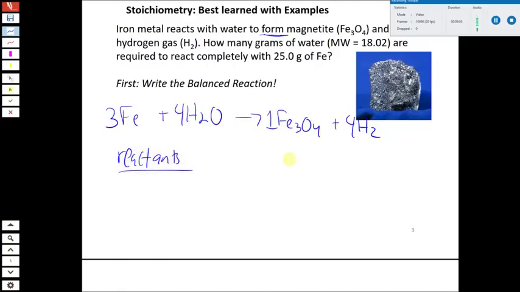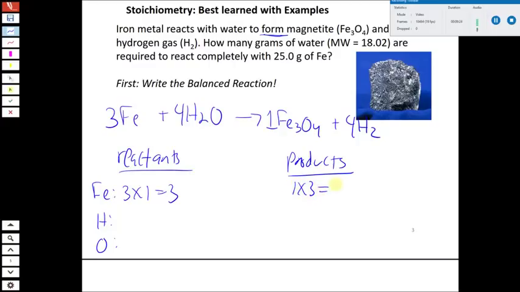So on each side of the equation, reactants and products, we should have the same number of each element. We have 3 elements involved in this, iron, hydrogen, and oxygen in different forms. On the reactant side, we have 3 times 1, which is 3 irons. On the product side, we have 1 Fe3O4, which has 3, so 1 times 3 is also 3, so that checks out. Hydrogen, we have 4 waters, each water has 2, so that's a total of 8 hydrogens on the reactant side. We have 4 H2 molecules, also 4 times 2, or 8 on the product side, so we have the same number of hydrogen on both sides.